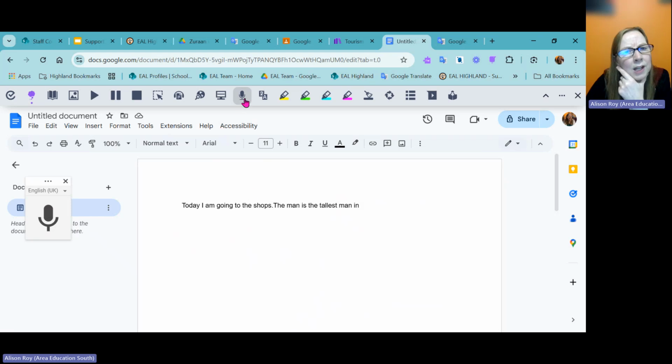Sometimes for students that are really new to English, the speech to text can be a little bit more tricky if they're still acquiring the sounds of English, as it might not pick up different pronunciation or accents. But it's definitely a tool that can be used.